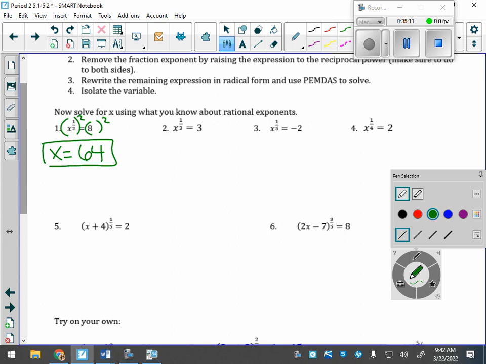In number 2, what would I have to do? Cube both sides. What does x equal? 27, good. In number 3, what would you have to do to both sides?